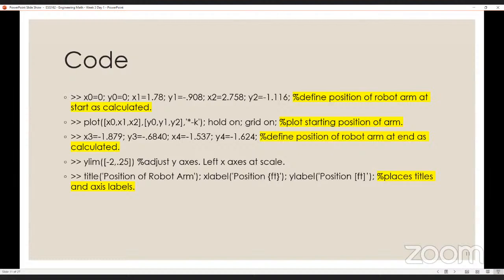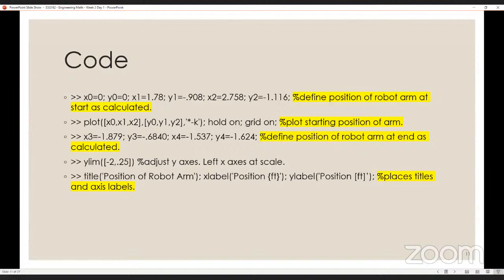So hang tight for a second. And then X2 is 2.758 and -1.116. That doesn't track what I just did. But if you go back in your notes to the example we did on Friday, that's the starting point of this robot. And then we're going to plot it.